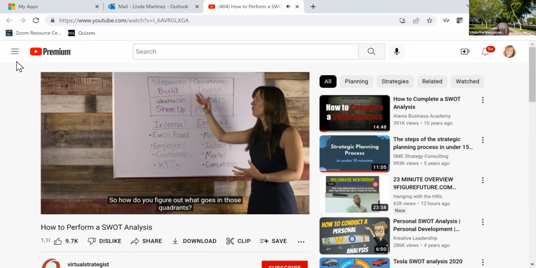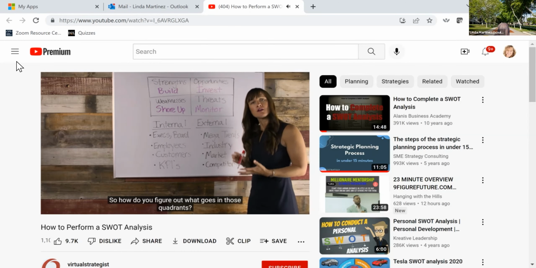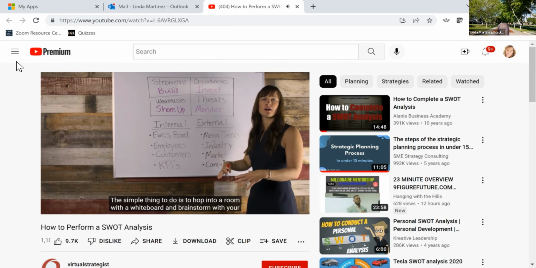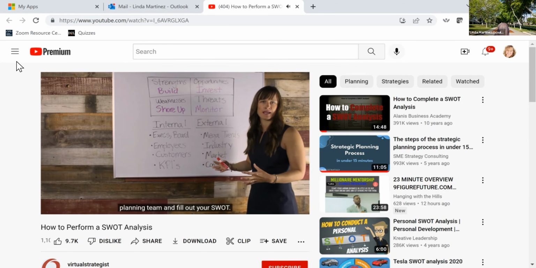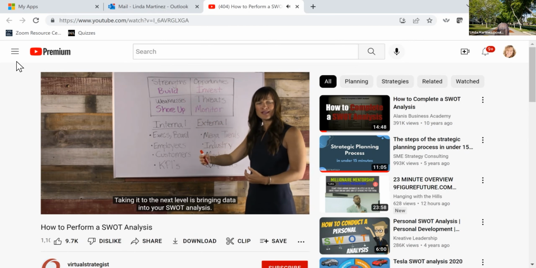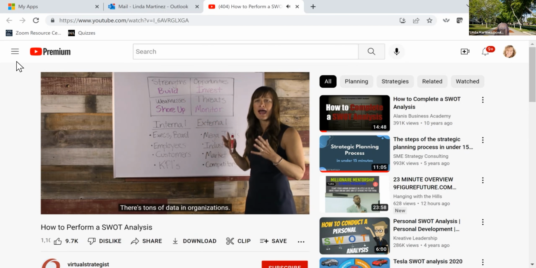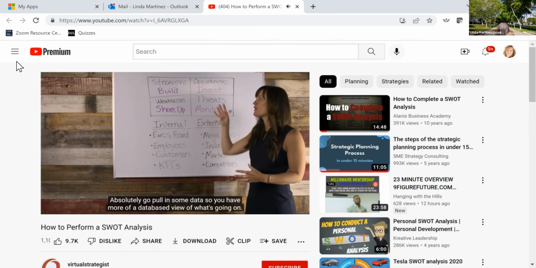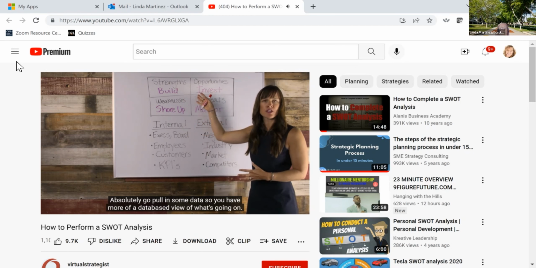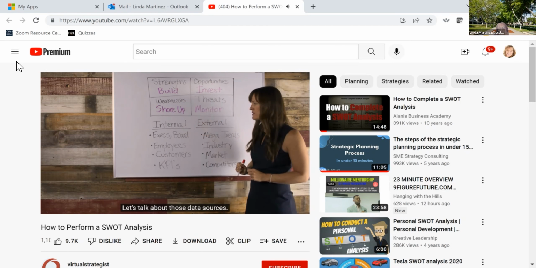So how do you figure out what goes in those quadrants? The simple thing to do is to hop into a room with a whiteboard and brainstorm with your planning team and fill out your SWOT. Taking it to the next level is bringing data into your SWOT analysis. There's tons of data in organizations. Absolutely go pull in some data so you have more of a data-based view of what's going on. Let's talk about those data sources.